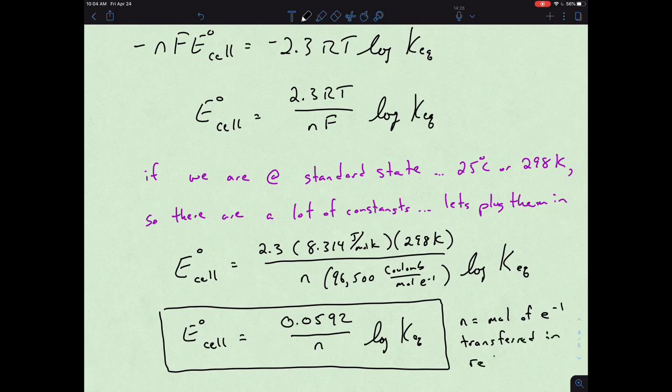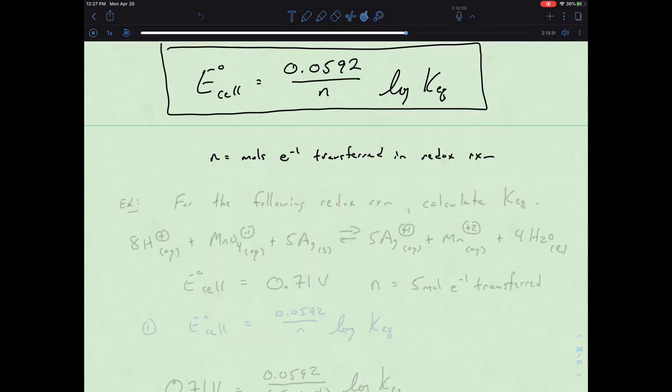In the redox reaction. So that's our relationship between cell potential and K.